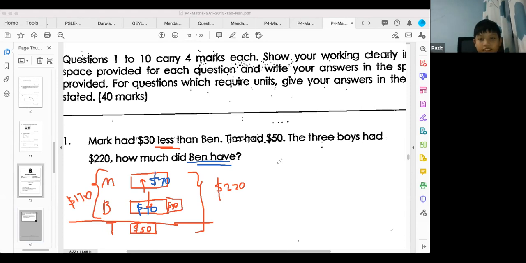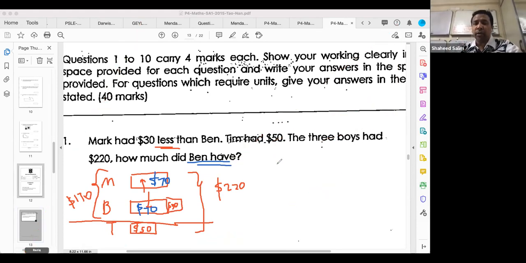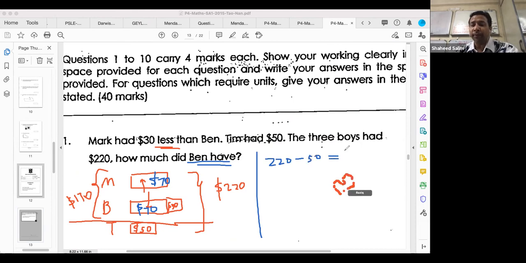Okay, but that's not the end, okay? Once you have solved this, you must make sure you write your number sentence. So we go step by step. 220, come, come. 220, what are you doing? 220 minus 50. Then 170, we do whatever you did, minus 30. Then get 140, right? Then 140 divide by 2. You must write all these number sentences, no?